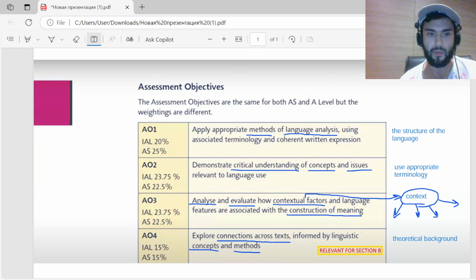So in a nutshell, I hope it depicts what the examiners want in very general terms from you in your writings and in evaluation of the points that you're making in your responses.